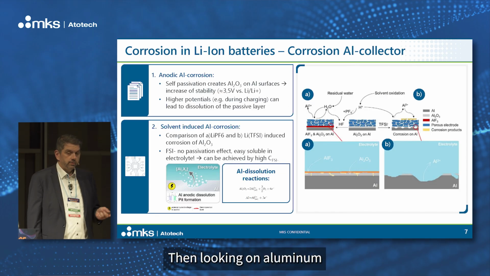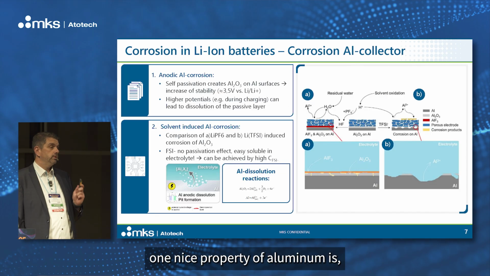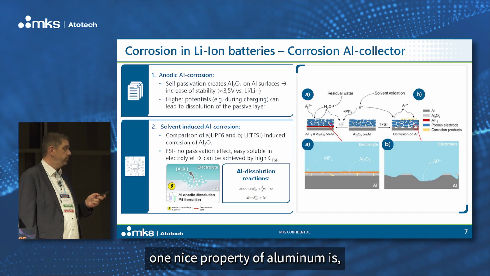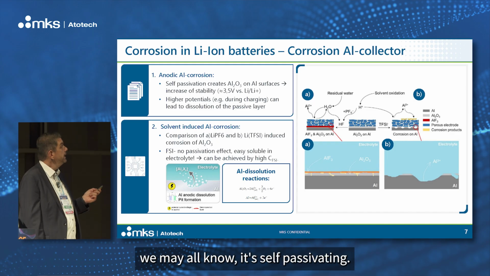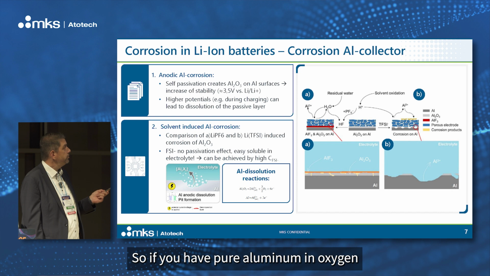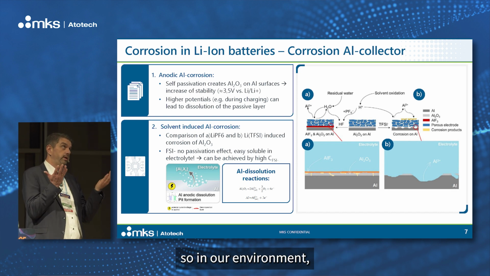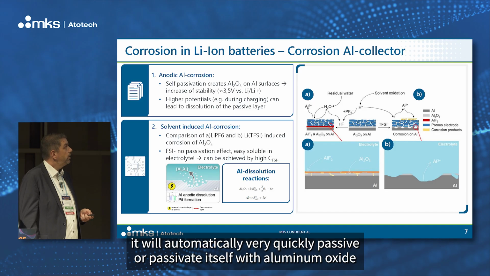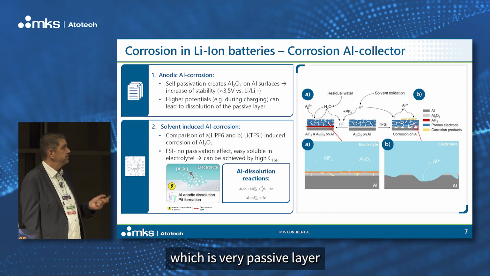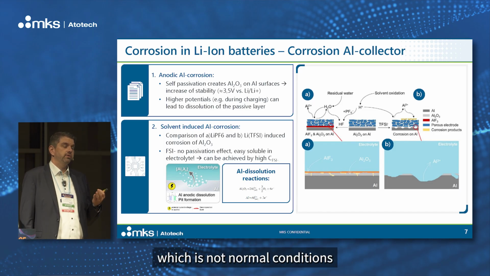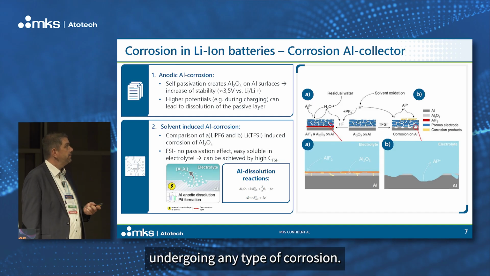Then looking at aluminum. One nice property of aluminum, as we may all know, is that it's self-passivating. So if you have pure aluminum in oxygen, so in our environment, it will very quickly passivate itself with aluminum oxide, which is a very passive layer, not undergoing any type of corrosion under normal conditions.